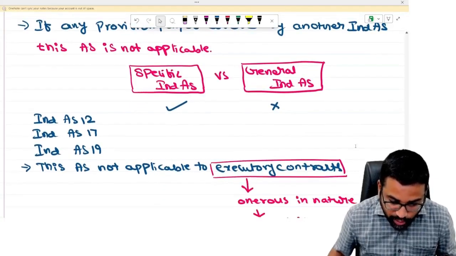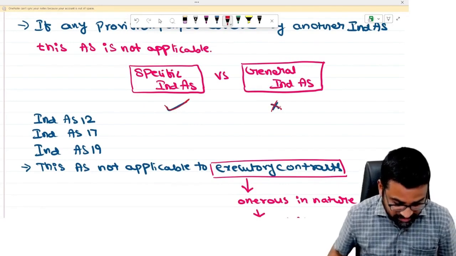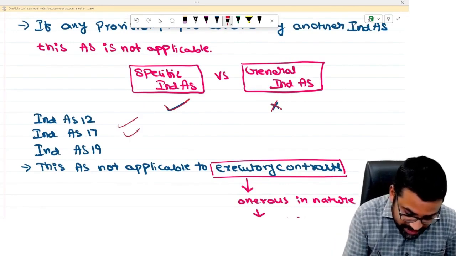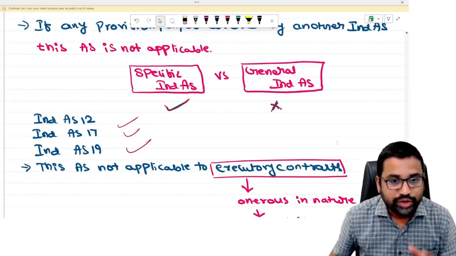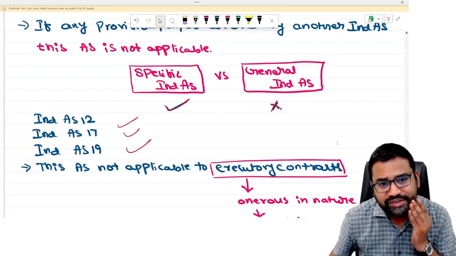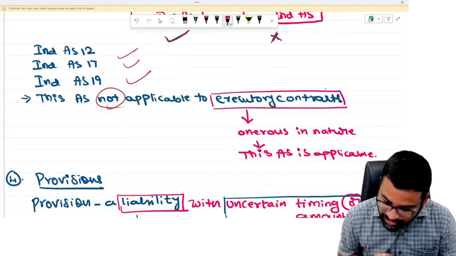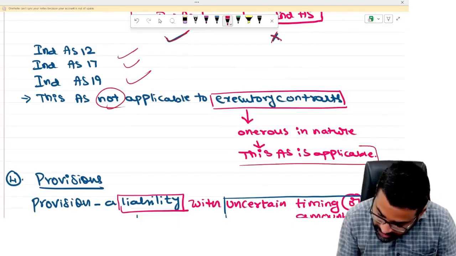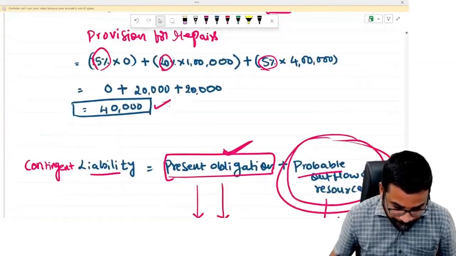See, I told you, if there is a specific Ind AS, follow that. Don't follow the general AS. Ind AS 12, Ind AS 17, Ind AS 19, for example relating to leases. So if any provisions we need to create and there is a specific standard, now follow that standard. And this standard is not applicable to executory contracts. If it is onerous in nature, this standard is applicable. This point I covered.